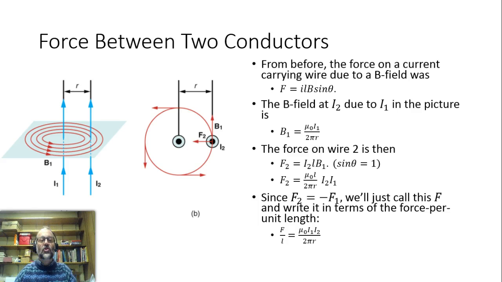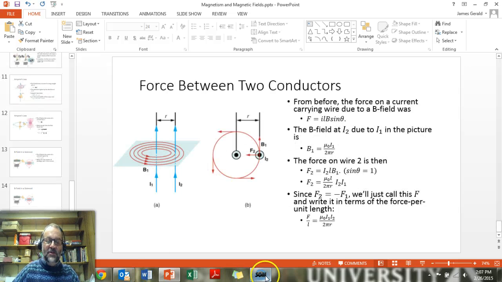Now, the two forces are equal and opposite, so F2 equals minus F1. We'll just call it F and write it in terms of the force per unit length. So the force per unit length, F over L, is mu naught I1 I2 over 2 pi r. And that brings us to the end of that lecture.